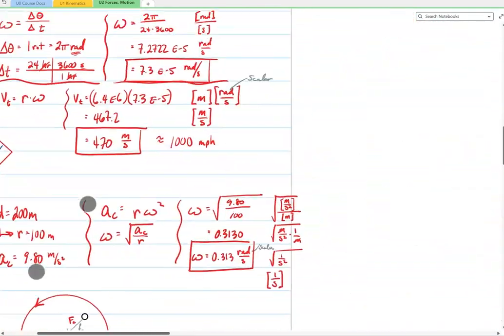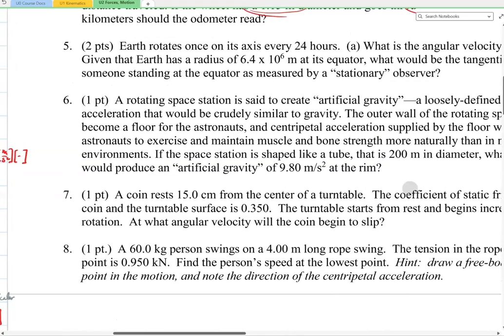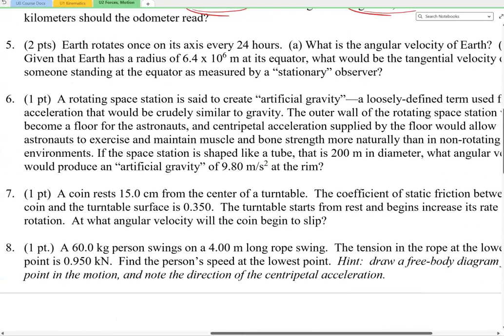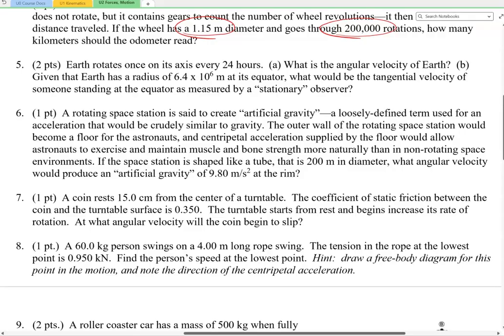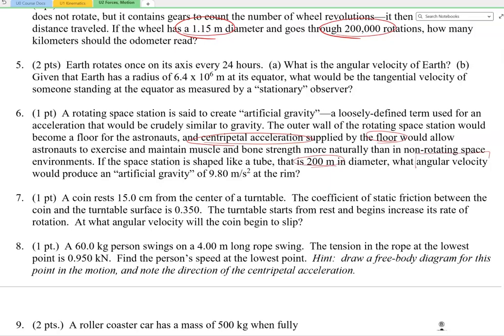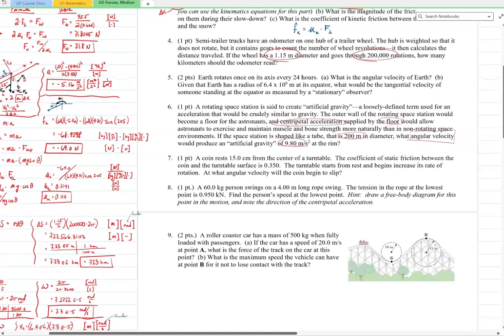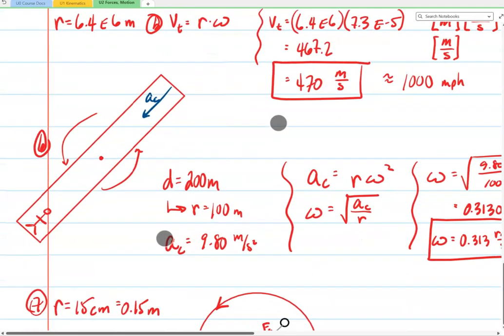All right, number 6. Oh, number 6 is an interesting one too. A rotating space station is said to create artificial gravity. Basically, we're in a tube and we're spinning that tube to generate centripetal acceleration. So if you're standing at the floor, that's where you would experience artificial gravity. The tube is 200 meters in diameter, and our job is to find the angular velocity necessary to generate Earth-like gravity at 9.80 meters per second squared.